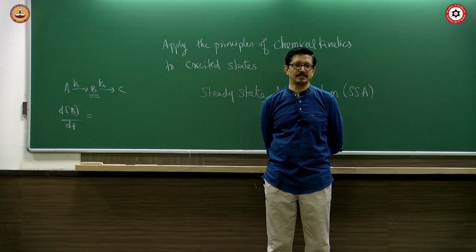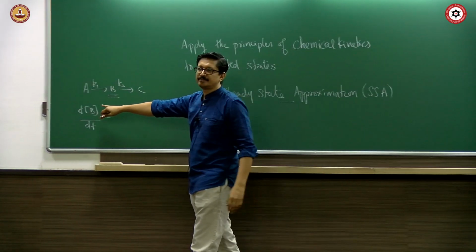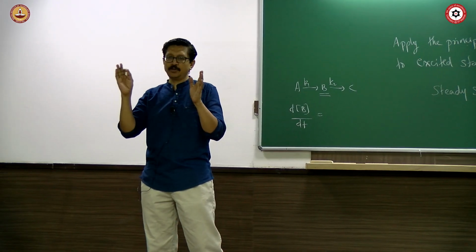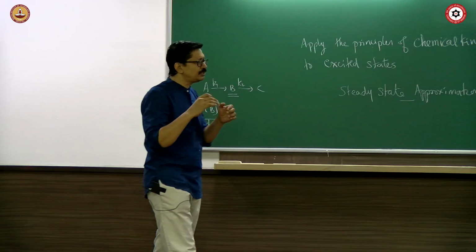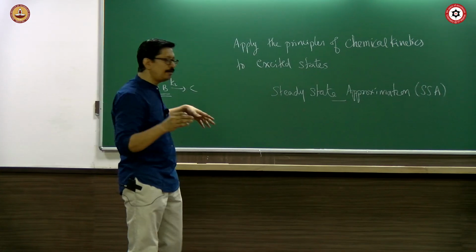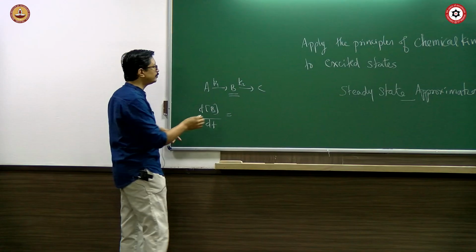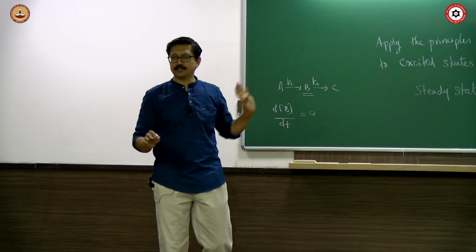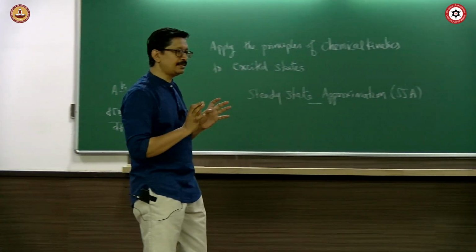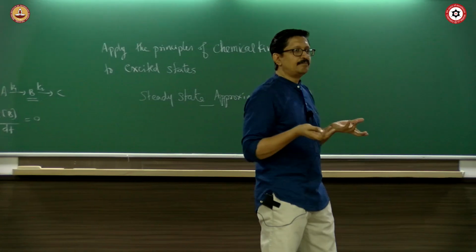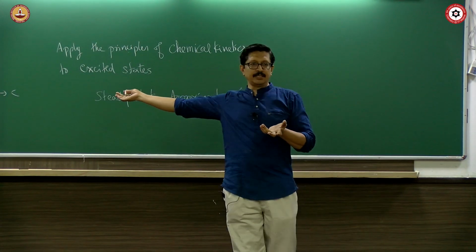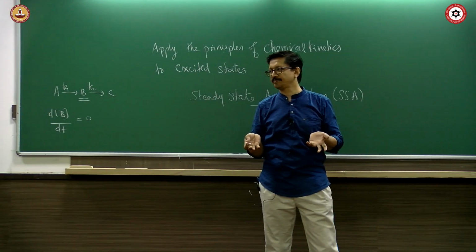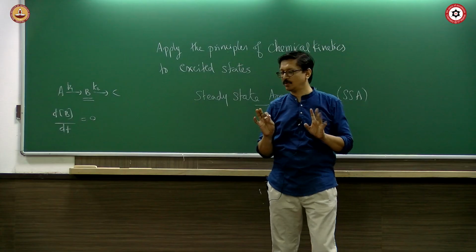0, because there is no change. The concentration of B is a constant. So with respect to time, wherever the window in which you are observing the reaction, there is no change. So the rate of change will be 0. This is called the rate of change of B. This is the mathematical representation of SSA. Suppose somebody asks you what is SSA, you will say that the derivative of the intermediate concentration with respect to time is 0. There is no change.